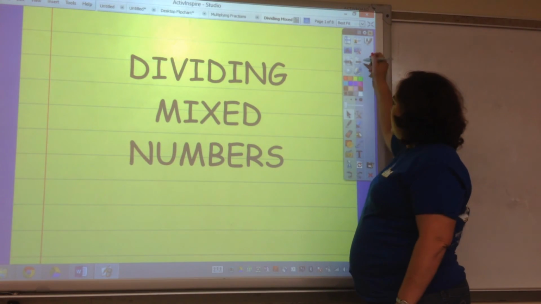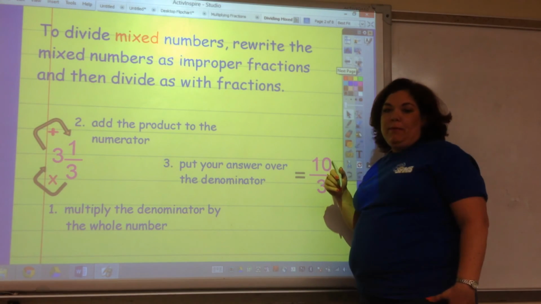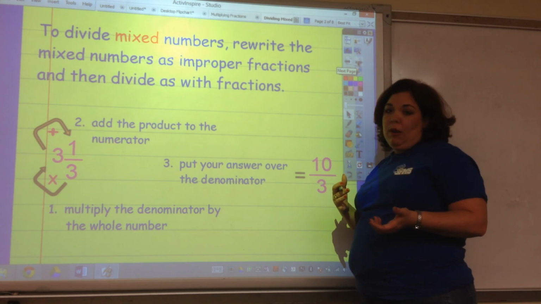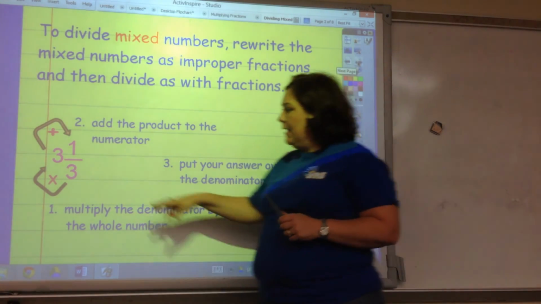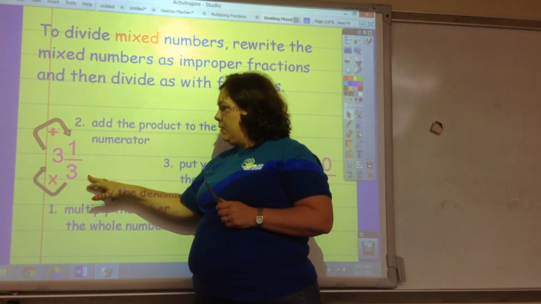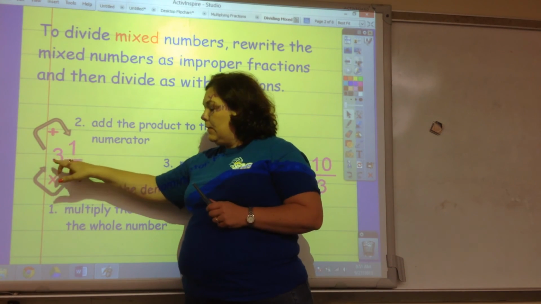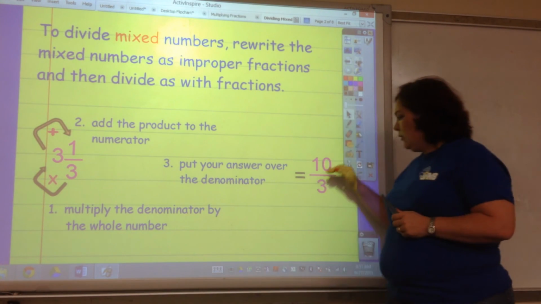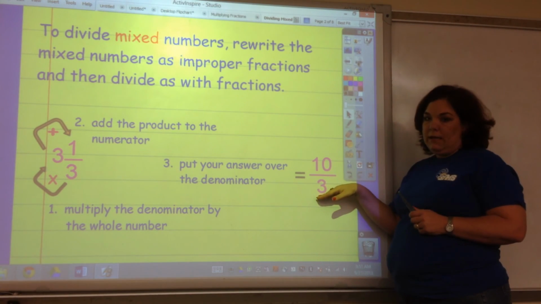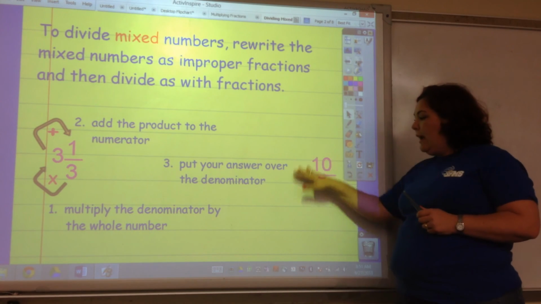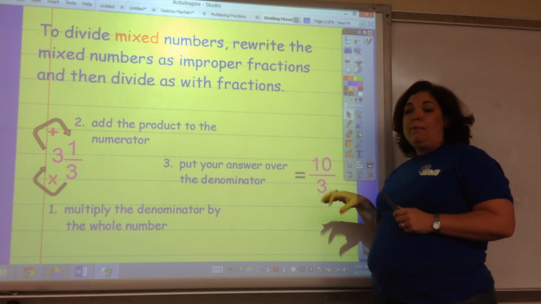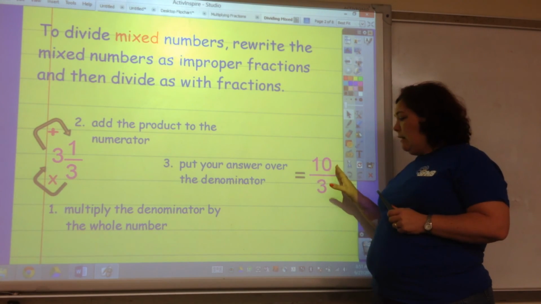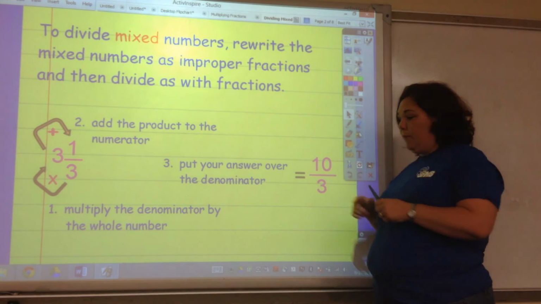Dividing mixed numbers. The thing that you have to remember about mixed numbers is how to convert them to improper fractions. If you have this mixed number, 3 1/3, you multiply 3 times 3 is 9, plus 1 is 10. And so the answer is 10 over 3, and 3 stays your denominator. So you have to have these as improper fractions in order to multiply or divide them. And since we're doing dividing today, all of our mixed numbers are going to be improper fractions.